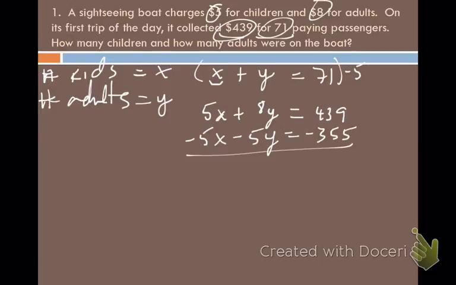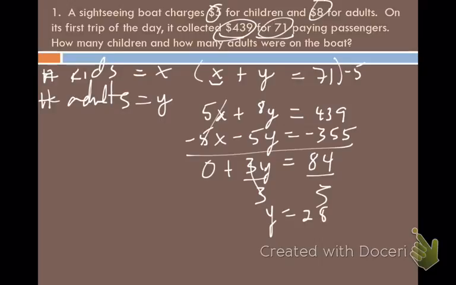Now, add these two equations. The x's add to 0. 8y and -5y is 3y. And then 439 and -355, when you add those together, you are going to get 84. Okay? Now, 0 plus 3y is just 3y. So I'm just going to divide by the 3. I'm going to ignore the 0 there. And so y ends up being 28. Okay? Which means there were 28 adults on board the boat.